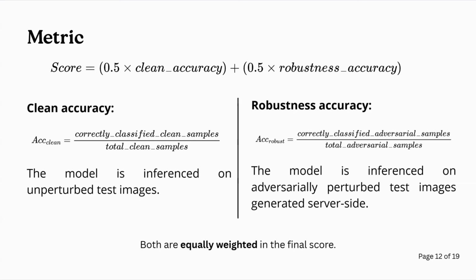The second part is the robustness accuracy. Here we run inference with your model on the adversarially perturbed test images generated by different attacks, basically testing your model's accuracy on different types of robustness attacks. It's also a classification accuracy itself, just on the adversarial samples rather than the clean samples. Both are equally weighted, so make sure that you are giving equal weightage to the clean as well as the robustness score. You cannot ignore either accuracy. You need to balance them nicely.